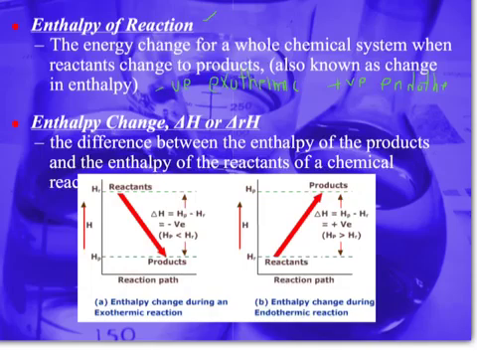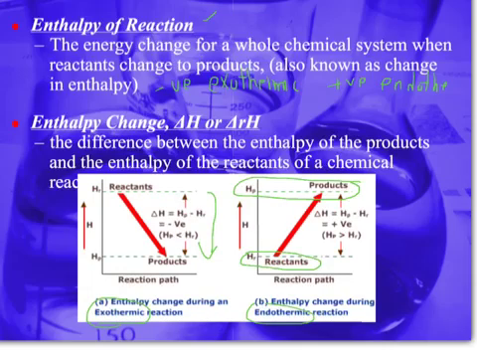We can also show this in a reaction path or a reaction coordinate diagram. On the left-hand side of the reaction path, here we have the reactants. If the energy drops from the reactants to the products, there is a negative change. The products have less energy than the reactants, therefore it must have left the reaction as heat. Therefore this is an exothermic reaction. On the other hand, here we have an endothermic reaction. The products have a higher enthalpy than the reactants. Therefore energy must have been absorbed from the surroundings into the chemical system.